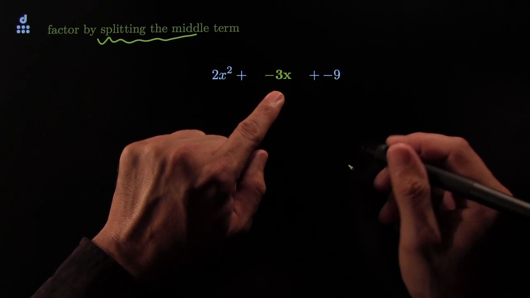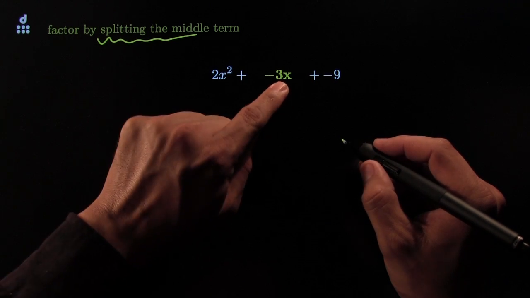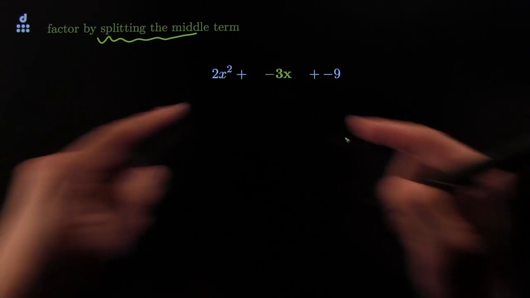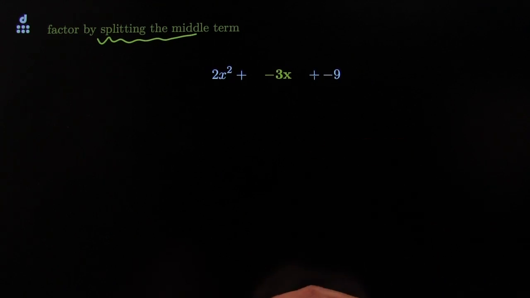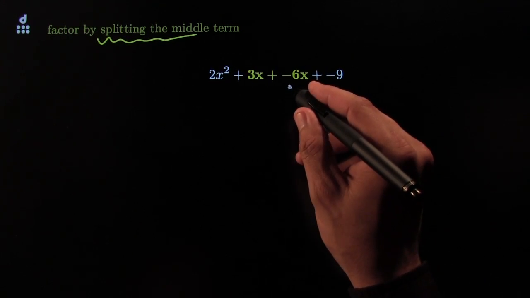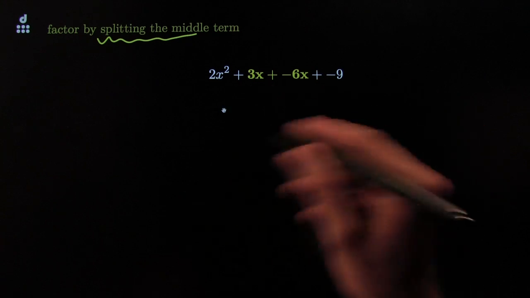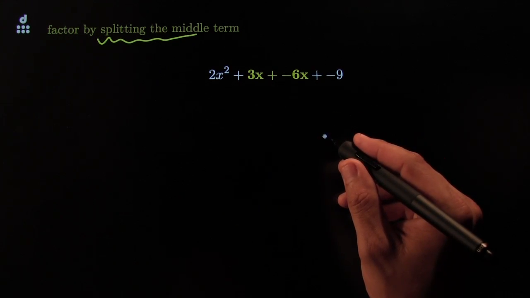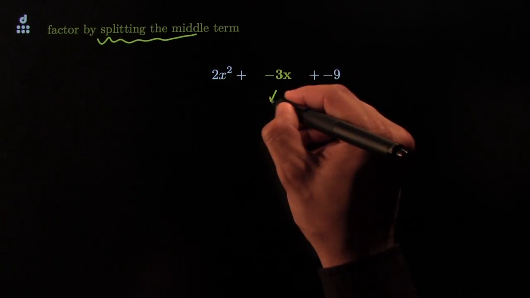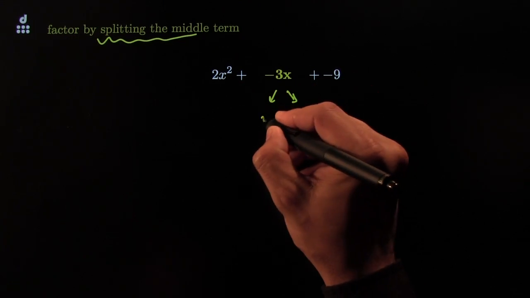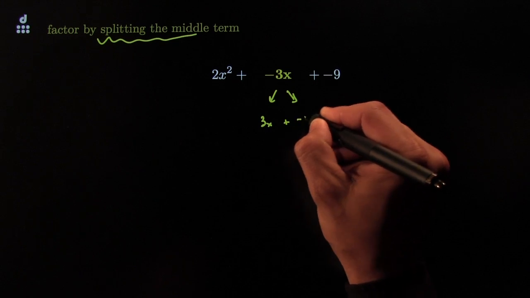In fact, what we want to do in cases like this, where you have the 3x, is to unsimplify it, to break it up into the previous form, so that once you unsimplify it, you can do the same technique that we did previously. So that's what we're going to do here. We will take the 3x, and instead of writing negative 3x, we will write 3x plus negative 6x.